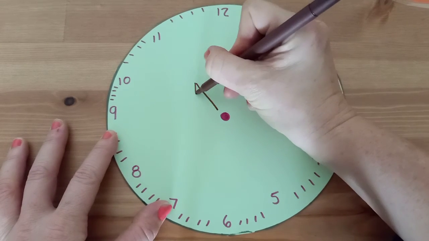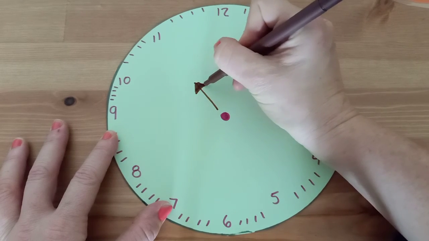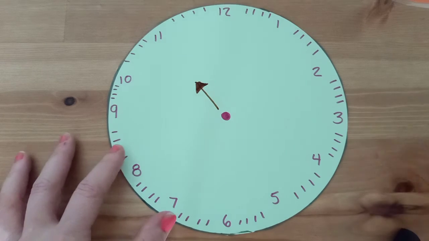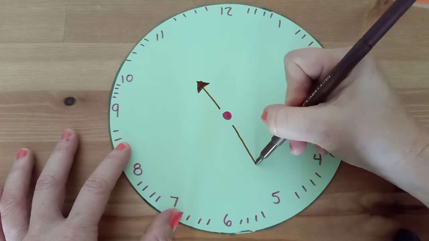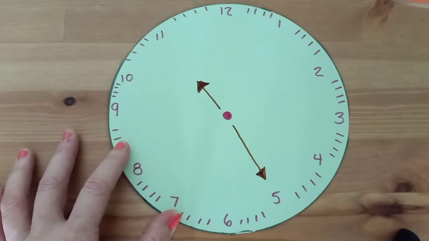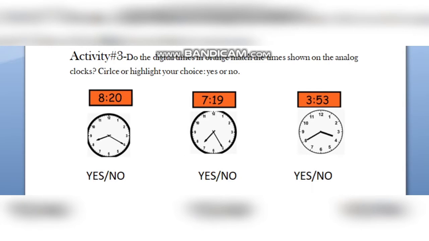I know that my hour hand, my shorter hand, is still going to stay where it was at the 11. So I'm just going to draw my shorter hour hand on like that. And I have to move my minute hand back. So it's now going to be pointing at the 5. And this way I have jumped the time back by 10 minutes.